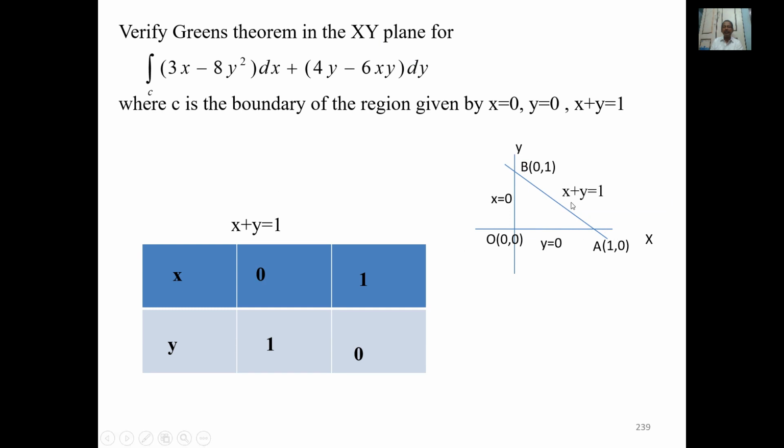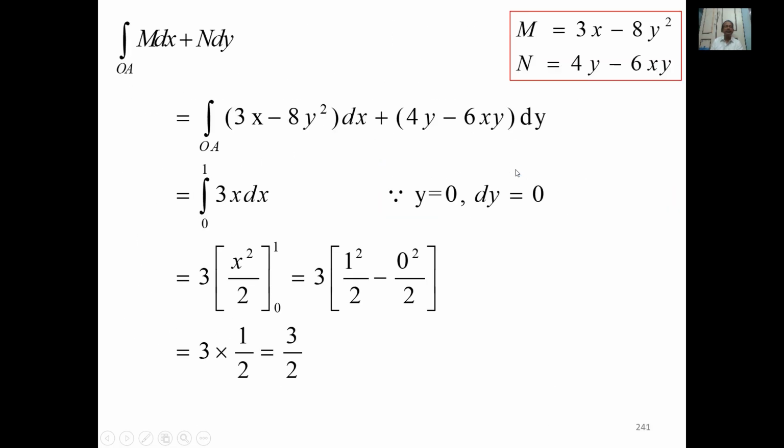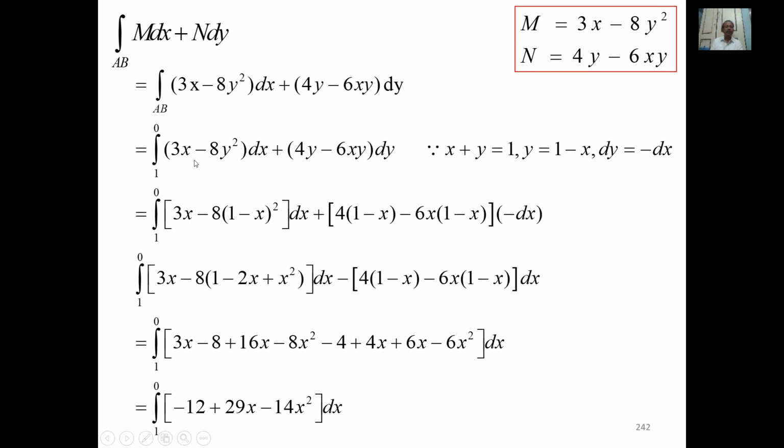And this goes from A to B. A to B is 1 to 0. See, 1 to 0. Look at the limits, 1 to 0. This is your m and this is your n. And of course, we know the equation x plus y equal to 1. It implies that y equal to 1 minus x. So dy equal to minus dx.